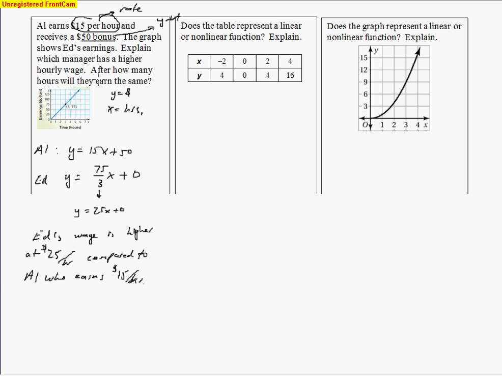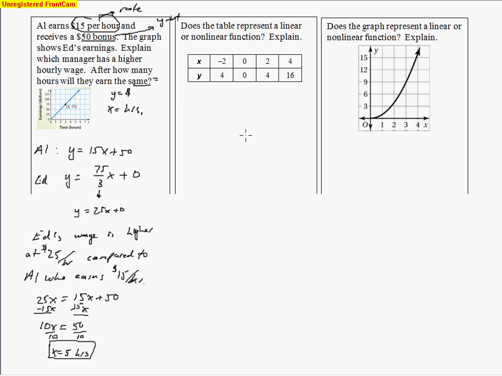And then it says after how many hours will they earn the same? Well, same means equals. And so whenever I see that word, I think of equals, and I'm just going to set their expressions equal to one another. So here is Ed's 25x equals Al's 15x plus 50. So I'm going to subtract their rates of change, their wages. And you see that Ed earns $10 more per hour. Well, let's divide that $10 per hour into $50 and find out how long it takes him to recoup that cost, or at least cover that. That's going to be 5 hours. It's going to take him to make it so they end up making the same amount.